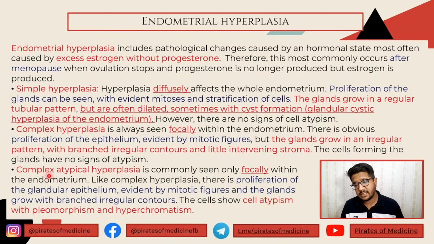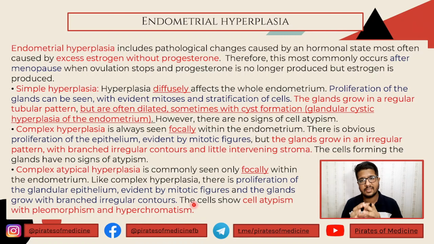Then we have complex atypical hyperplasia, which again is seen only focally, and there is proliferation of the glandular epithelium, there are mitotic figures, the glands grow with branched irregular contours. Now all this up to now is similar to complex hyperplasia. What has changed? The change is that the cells now show cellular atypism with pleomorphism and hyperchromatism.